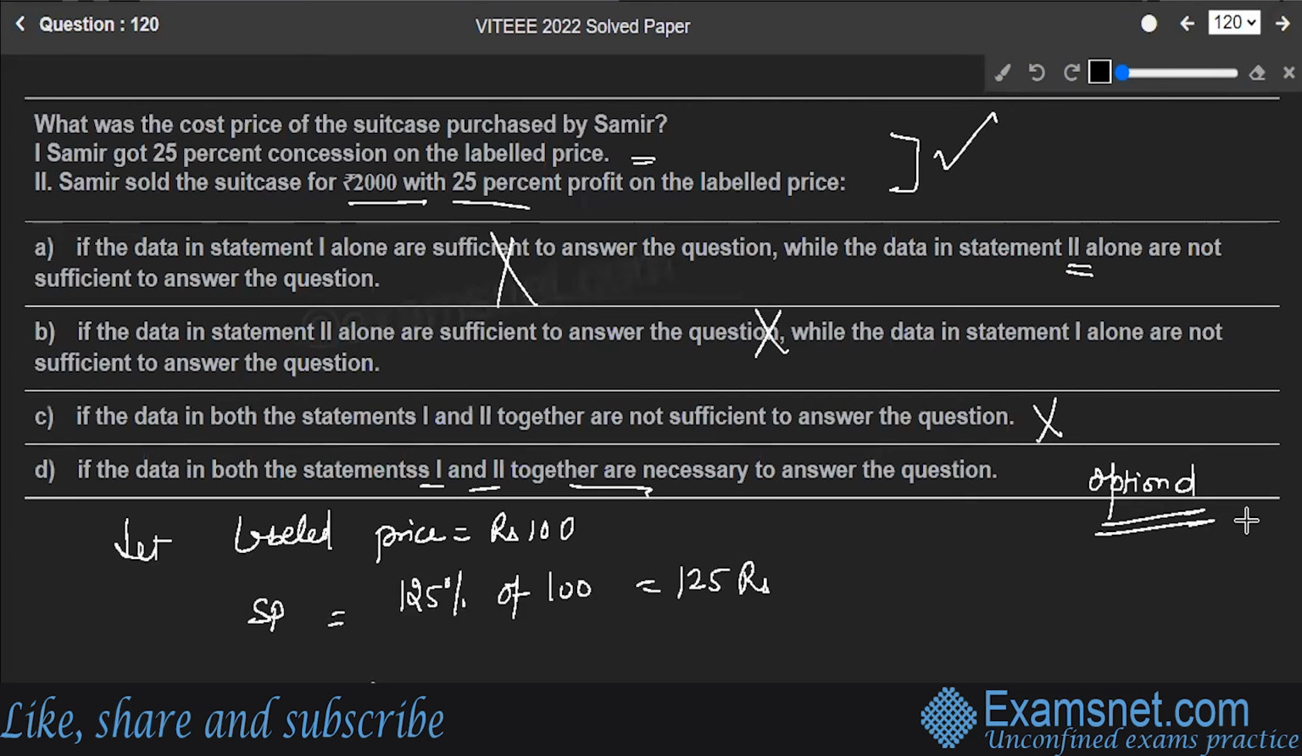Hope you understood this. So, students, with this, we have completed all the mathematical plus aptitude level questions of this paper. Hope you understood them well. And very best of luck.